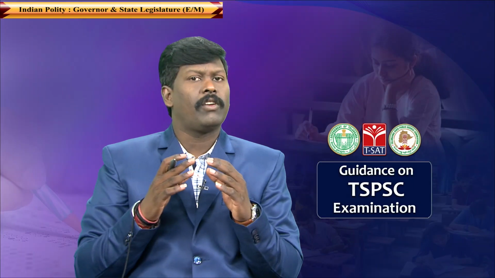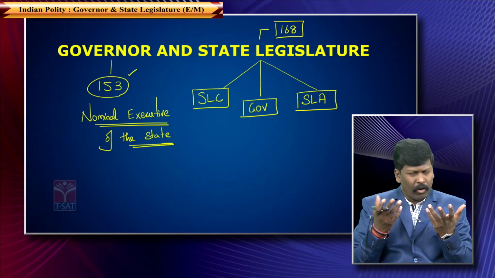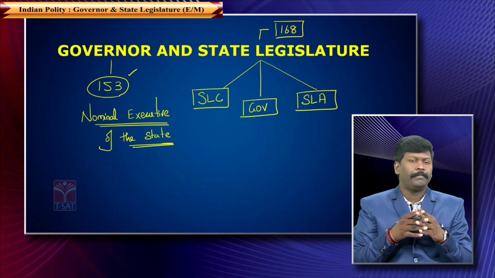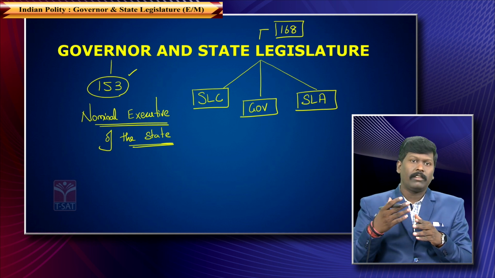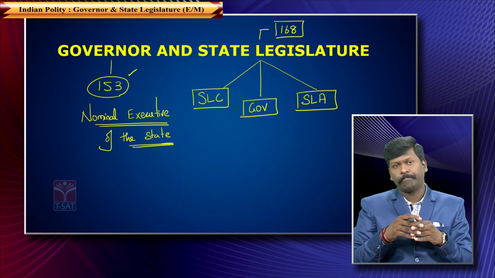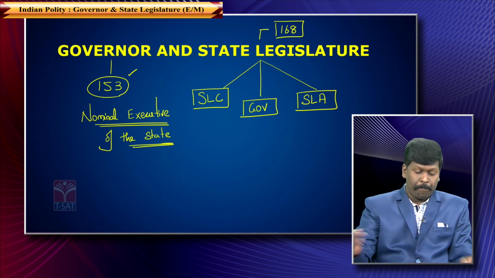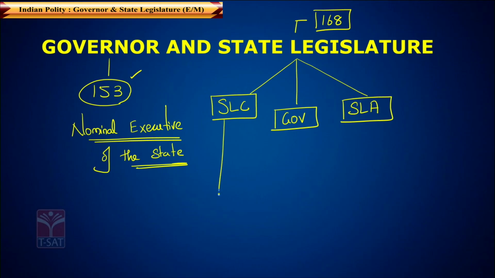State legislature is not compulsorily a bicameral legislature like parliament. See, parliament is always bicameral, meaning two houses. State legislature can be bicameral or can be unicameral. Now, as on today, there are 6 states in India where there is a bicameral legislature. They are Andhra Pradesh, Telangana, Karnataka, Maharashtra, UP and Bihar.